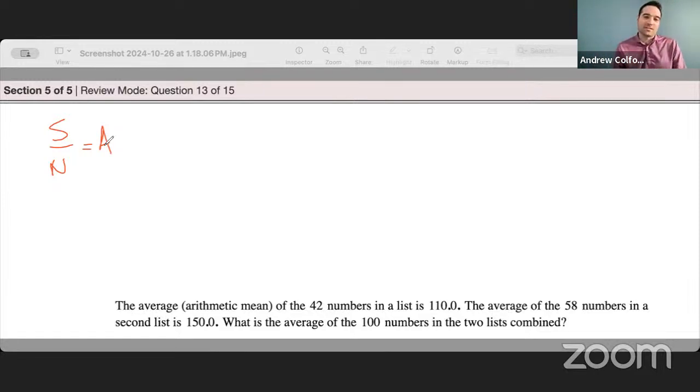Let's start with the first list. 42 numbers with an average of 110. I don't know what the sum of all those numbers is yet, but let's fill in this information just for the first list. So in list A, the sum of the numbers divided by 42 is equal to 110. And so S, with the calculator, what does that give us for the sum?